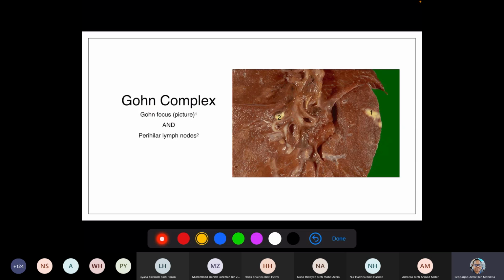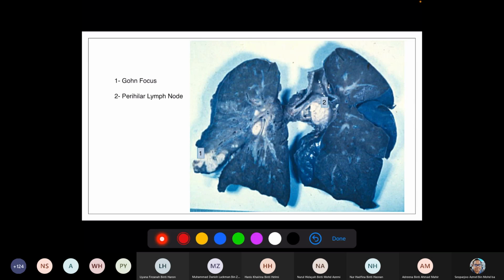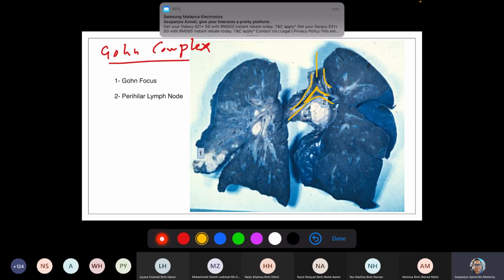This is another sample of the Ghon complex. I will help you orientate. The yellow one is the normal structure, just to help you orientate. This is the trachea coming out from here, and it splits at the carina into the right and left lung. This lung has already been cut open.